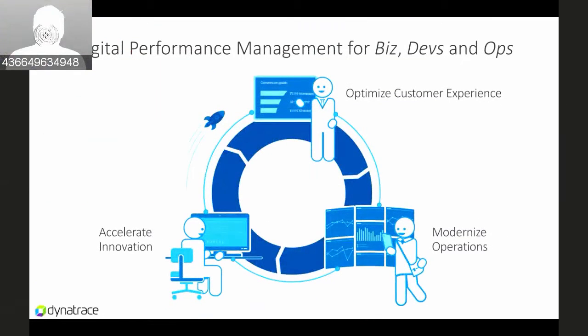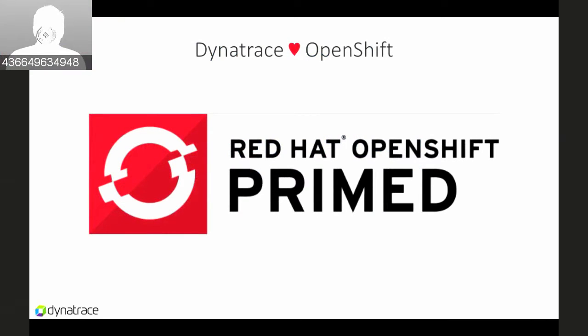So who is Dynatrace? Dynatrace is the leading digital performance management solution, helping business, development and operations succeed in optimizing customer experience, modernizing their operations, and accelerating innovation. At Dynatrace, we are proud partners with Red Hat, and it is our mission to create the best performance management solution around OpenShift, OpenStack, and Ansible. And in this presentation, I want to demonstrate that we are serious about this.